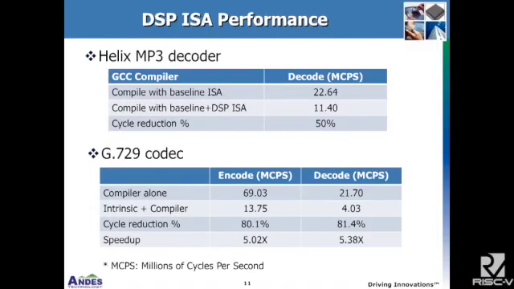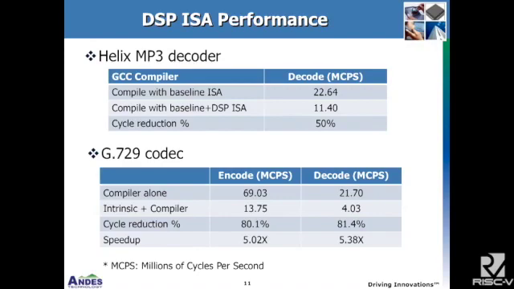To benchmark the DSP ISA performance, we use two benchmarks. The first is Helix's MP3 decoder, and we first compare just with the baseline ISA, and then we compare it with the DSP ISA without hand optimization. And then we can immediately get a 50% cycle reduction from 22 MCPS down to 11 MCPS. It's million cycles per second.